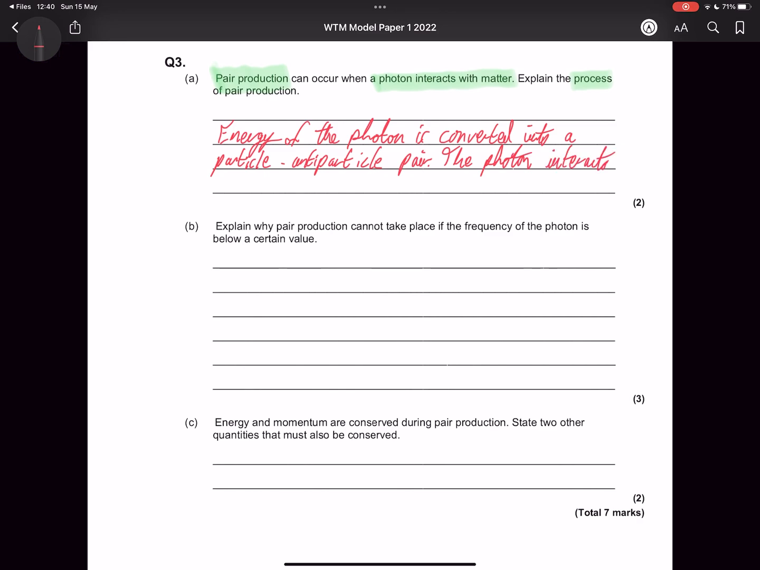Now, it could be said to interact with an atom, but again, it's one of those things that's been refined over the years where they're expecting more precise answers, which means nucleus is definitely what they will be looking for if they ask a question like this.